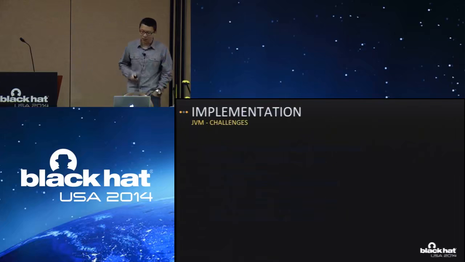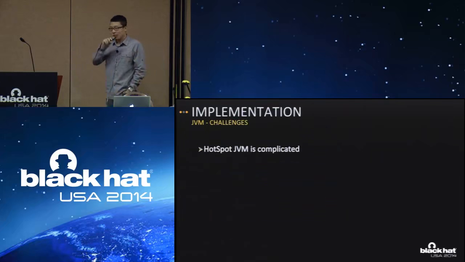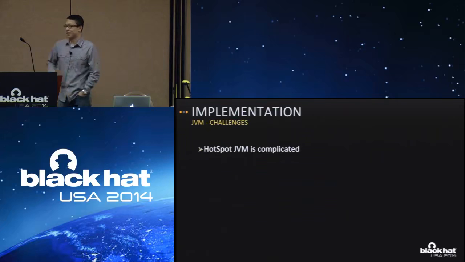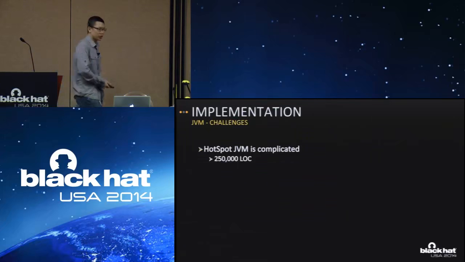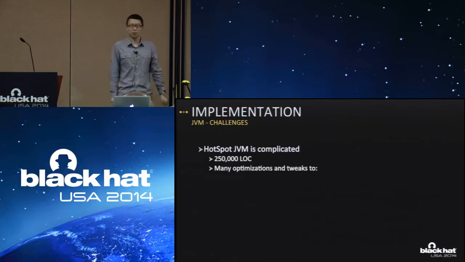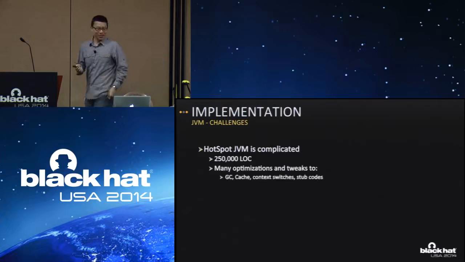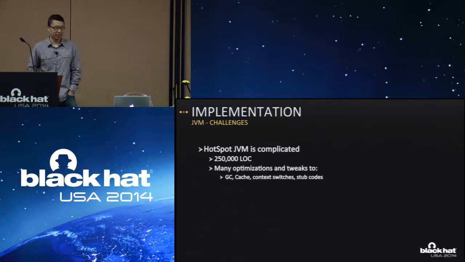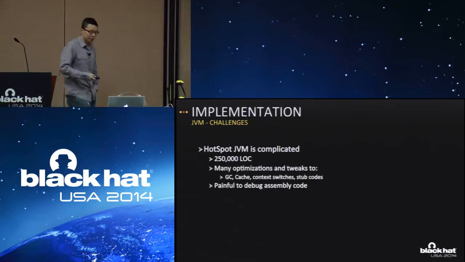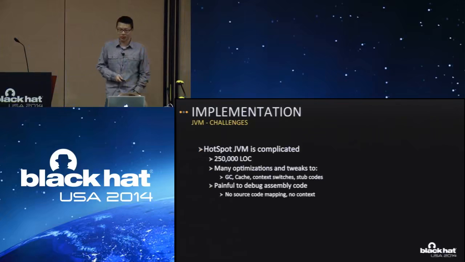But we faced a lot of challenges. First of all, the JVM is really, really complicated. It's basically an operating system, 250,000 lines of code. We have to understand it, and it's mostly self-documented, if you know what I'm talking about. So there are a lot of optimizations and tweaks we have to take into account. Otherwise, we're going to ruin the whole runtime.